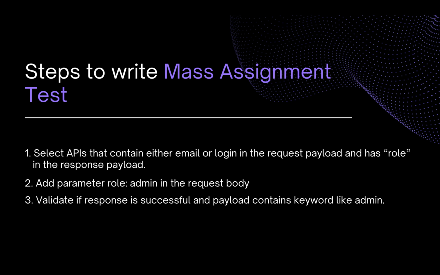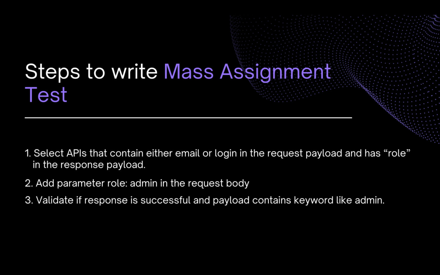In order to find APIs that are vulnerable to mass assignment, we have to go through 3 steps. First, we want to select APIs that either contain email or login keyword in the request payload and have a role parameter in the response payload. The next step would be to add role admin in the request payload, and if it is reflected in the response, it indicates that the API is vulnerable.